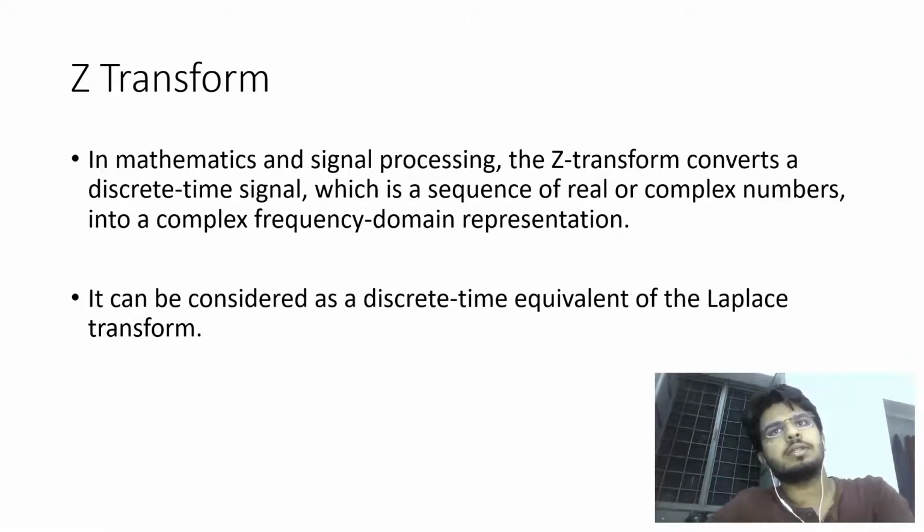So in mathematics and signal processing, the Z transform converts a discrete time signal, which is a sequence of real or complex numbers, into a complex frequency domain representation. It can be considered as discrete time equivalent of Laplace transform. So if Laplace transform is taking continuous time input signals as an input, the Z transform is taking the discrete time input signals as an input. It is very much similar to continuous time Fourier transform and discrete time Fourier transform.